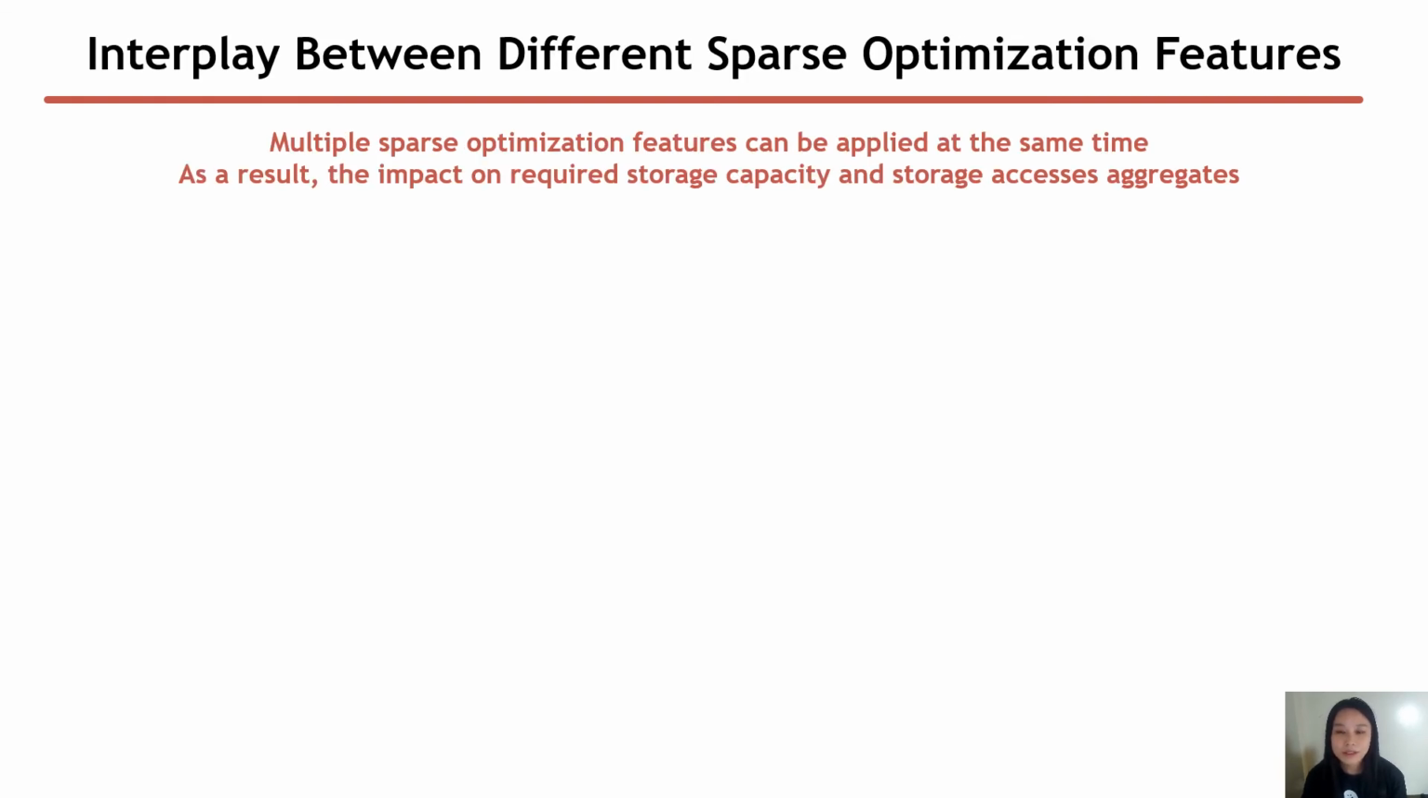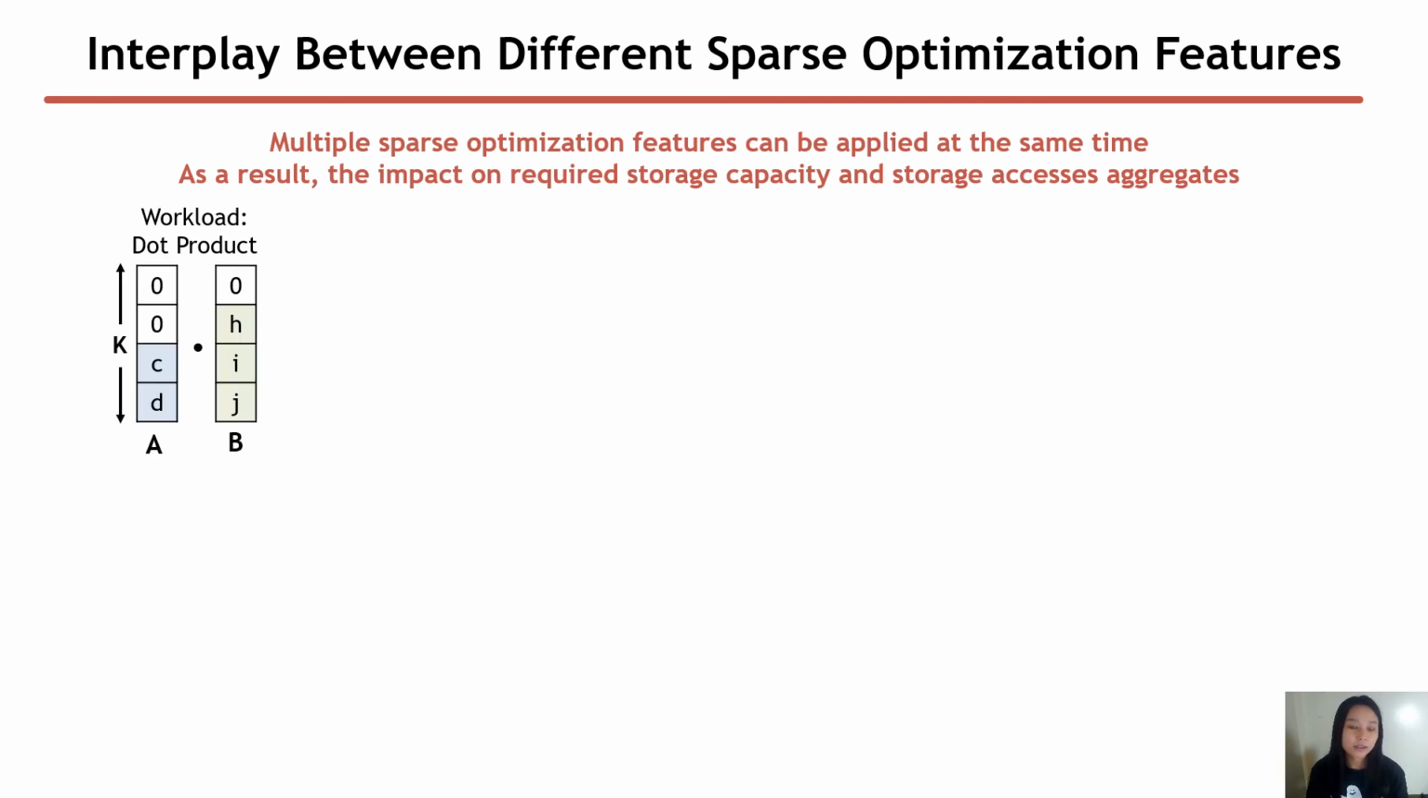Okay, so since we have seen simple standalone examples for these sparse optimization features, we could also take a look at some simple interplay between different sparse optimization features. At a high level, what this means is you could apply different sparse optimization features to the same component in the architecture. All of these different features can have different impact, and all of these impacts will then aggregate for the component they are applied on. So let's look at an example to see how this works.